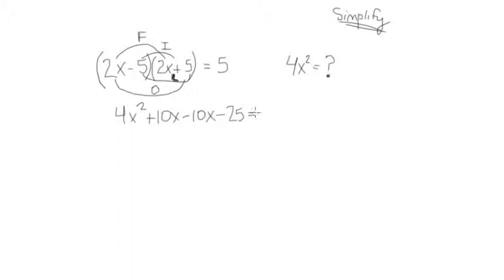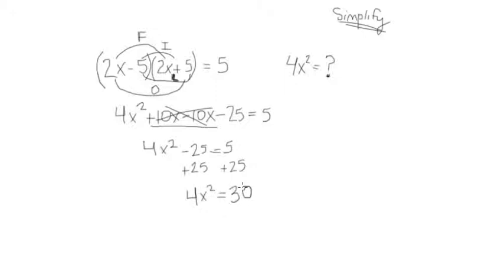And we have that that's equal to 5. So we can further simplify. Positive 10x and negative 10x will cross out. So we're left with 4x squared, which should look familiar since that's what the question is asking us to find. So keep that in mind. 4x squared minus 25 equals 5. If we continue simplifying, we can add 25 to both sides. And we get that 4x squared equals 30.